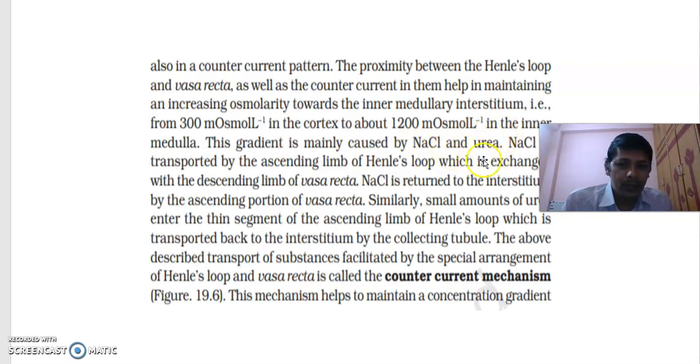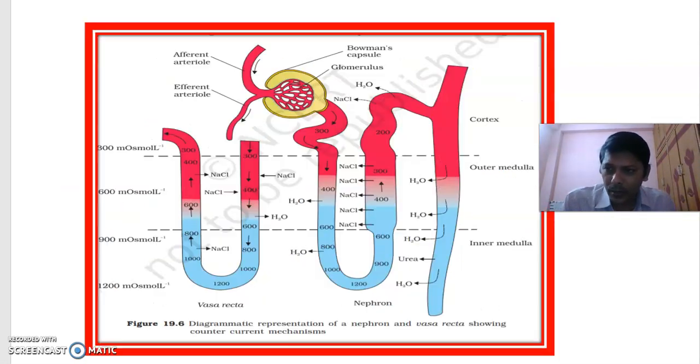What is the other substance that plays an important role here? Urea. Observe this part. If you observe the collecting duct, there are some urea channels, and the urea is coming from this part and entering into this segment. That urea goes in this way, and again comes back in this way. This is called urea recycle. I will show you the pathway.